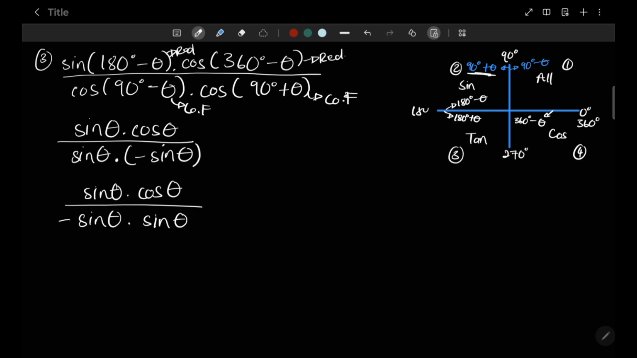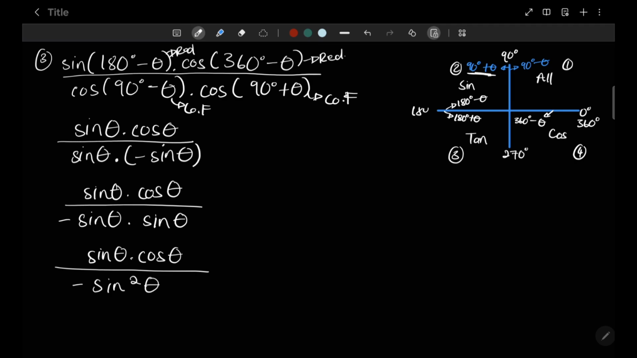The following step would be to multiply the trig ratios. We have sine theta multiplied by cos theta, which is sine theta times cos theta. And in the denominator, we have negative sine theta multiplied by sine theta. Sine theta times sine theta is sine squared theta. But in this case, we have a negative, so this should be negative sine squared theta. Don't forget to check your sign always.